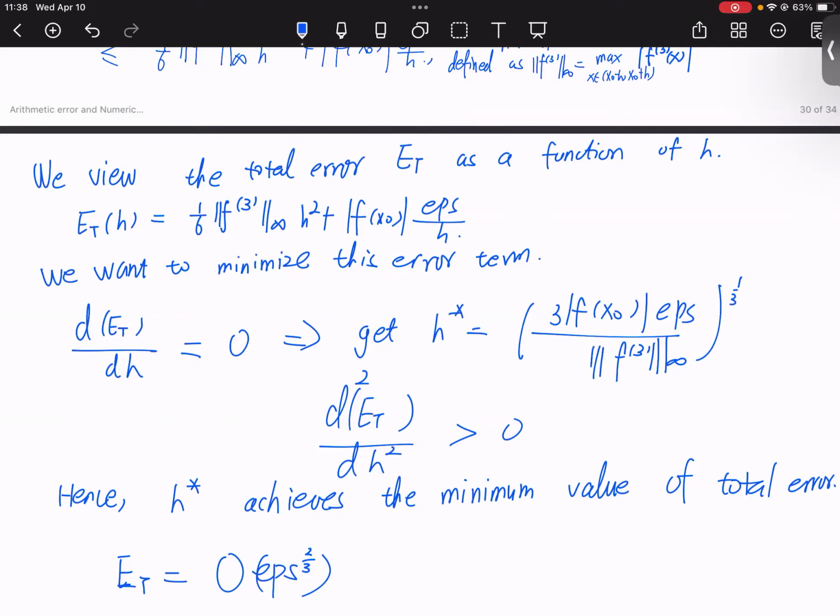So you just substitute this back to here. You treat this one as a constant, right? And then you have epsilon 1/3, right? And then you plug back to here, and you get epsilon 2/3. And then this one, epsilon divided by epsilon 1/3, you also get epsilon 2/3.